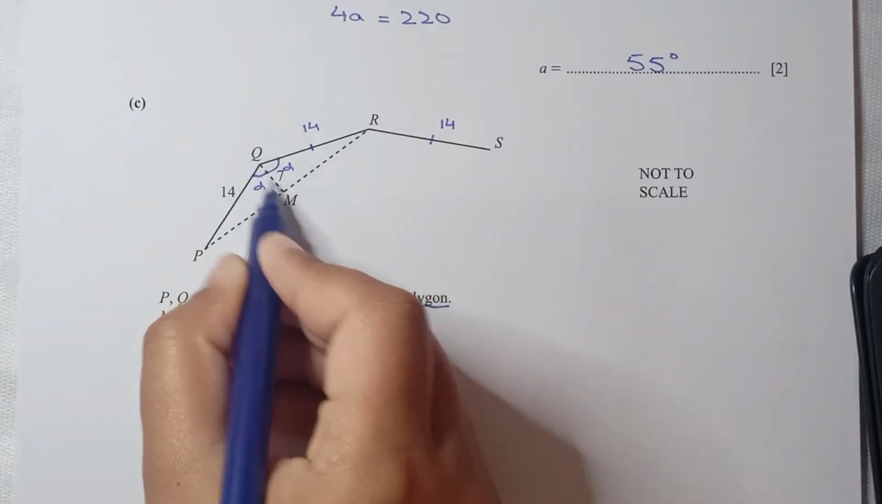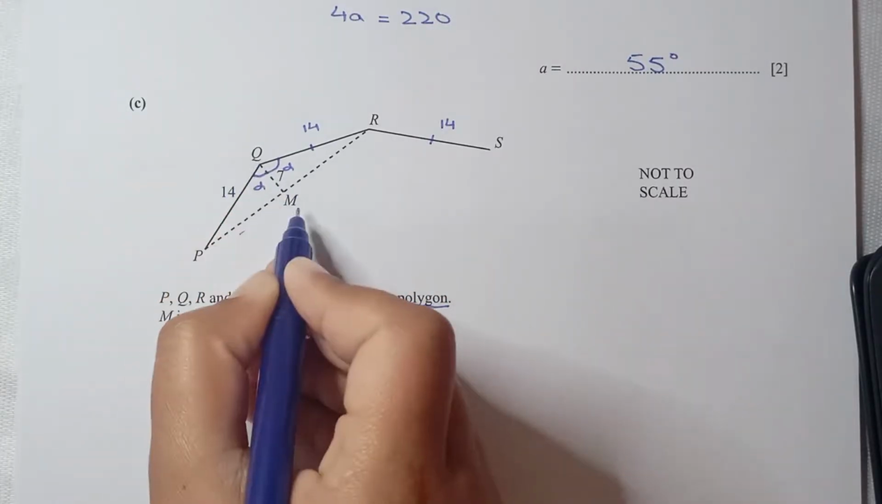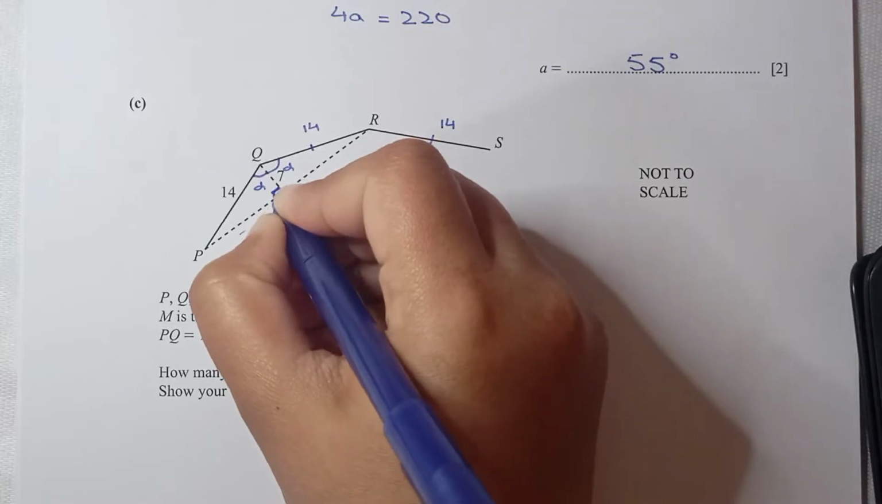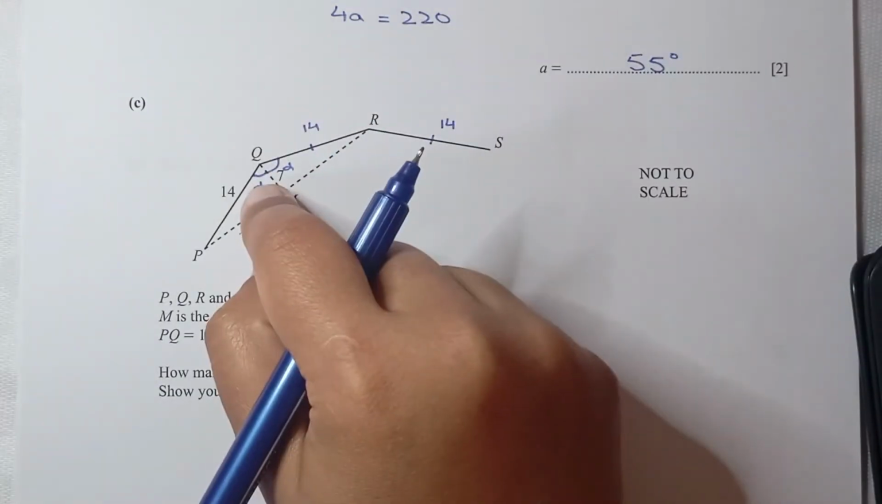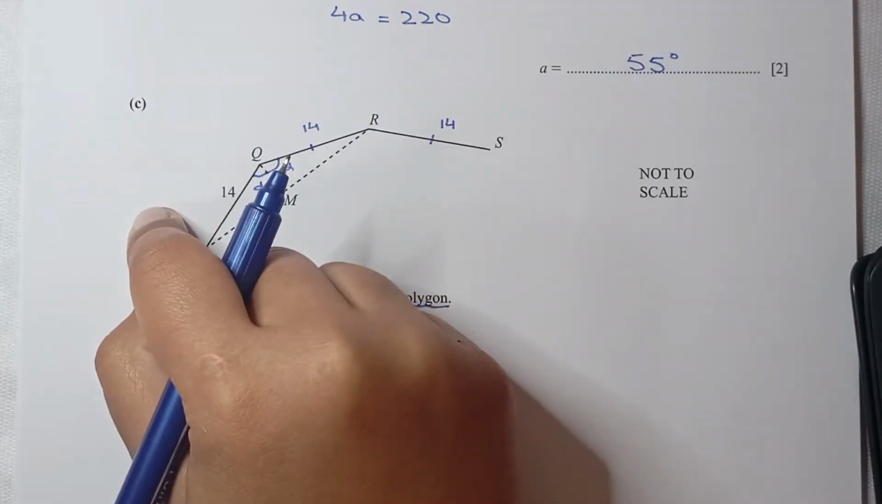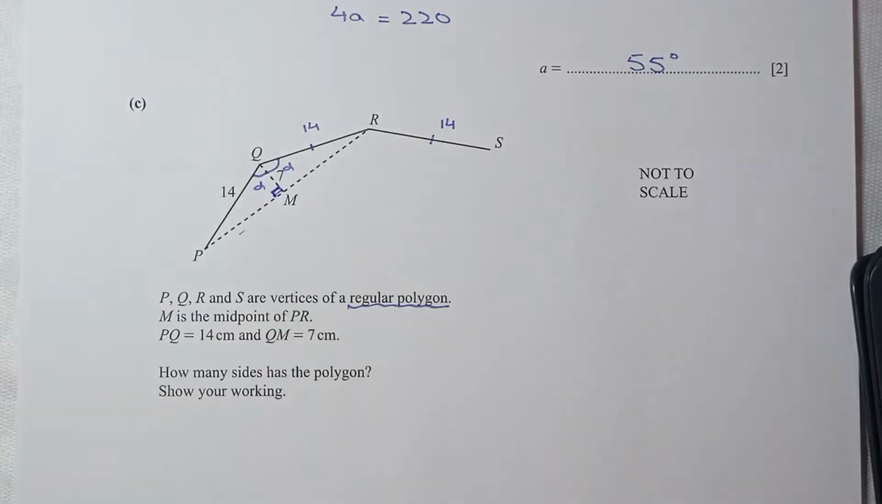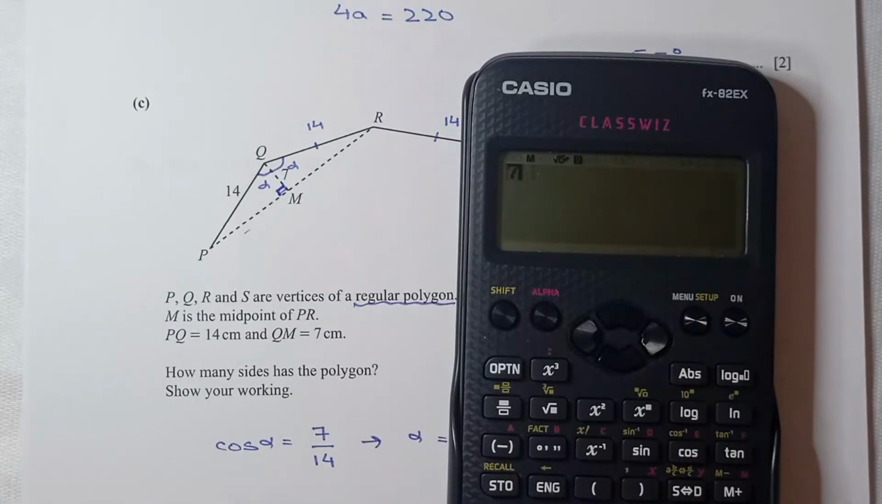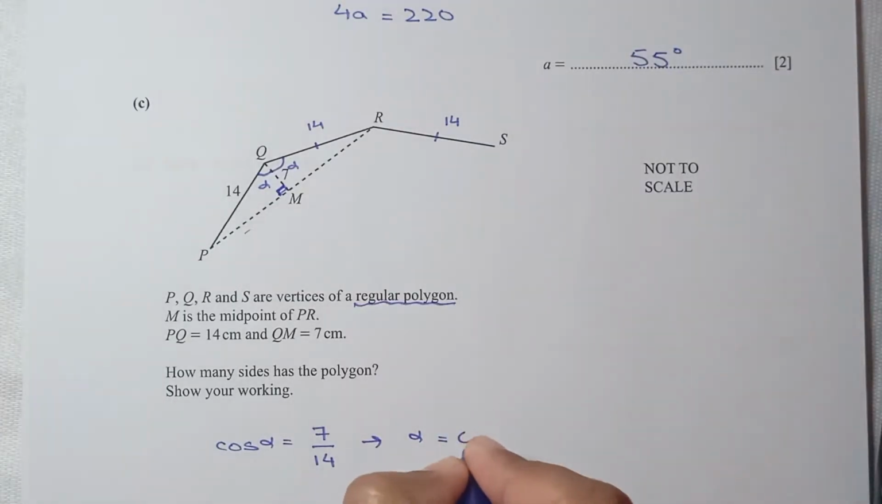Okay, if we consider this triangle PQM, as we can see, this is a right angle triangle, right? To find the value for alpha, we have opposite, this is adjacent and this is hypotenuse. Adjacent is 7, hypotenuse is 14. We have been given adjacent and hypotenuse, so we can use the ratio for cos. We can say cos of alpha would be equal to adjacent over hypotenuse, right? So from here we can find the value for alpha. This would be 7 divided by 14 and doing the cos inverse, so this would be 60. So that angle is 60 degrees.